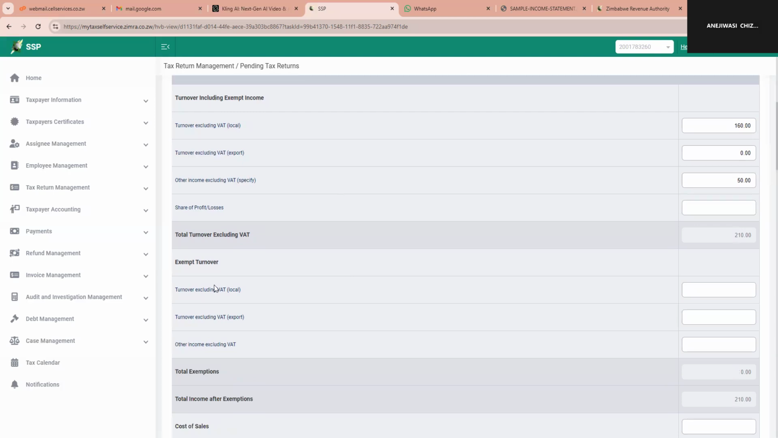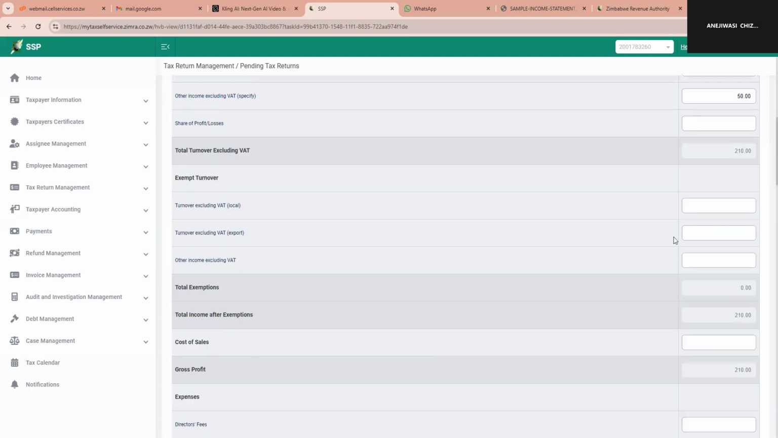Right? Then the system says, okay, of these sales, is there any exempt turnover? Is there any turnover which is exempt? Right? Most incomes for most companies in Zimbabwe are subject to income tax. So very few are not. So most of them are subject to that. If you are working for any business which has turnover which is excluded, you can put the figures there. So it will give you total exemptions there. Then you have total income after exemptions.